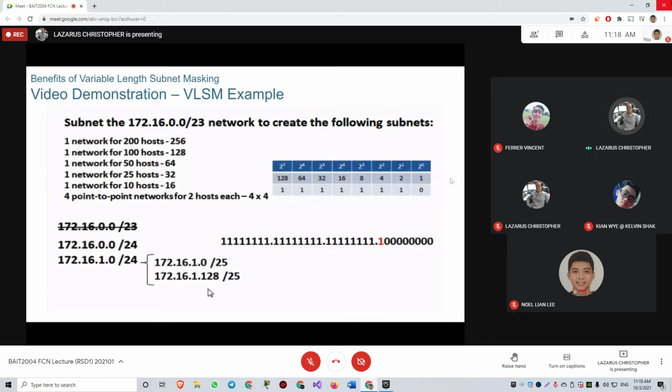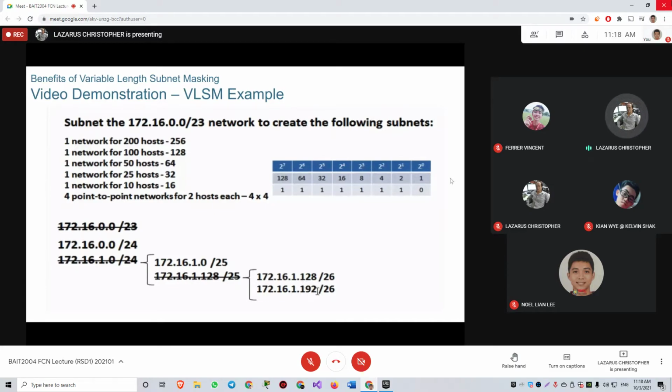Moving on from there, I'll keep the first of these subnets and then further subdivide the second one. So now we no longer have the 1.0 network in its place. We have the 1.0 subnet and the 1.128 subnet. Then I subdivide the 128 subnet into two smaller subnets, /26 each. So now there's no longer a 128 subnet. There's two subnets in its place, a 128 subnet and a 192 subnet. Both of these subnets have a /26 subnet mask.